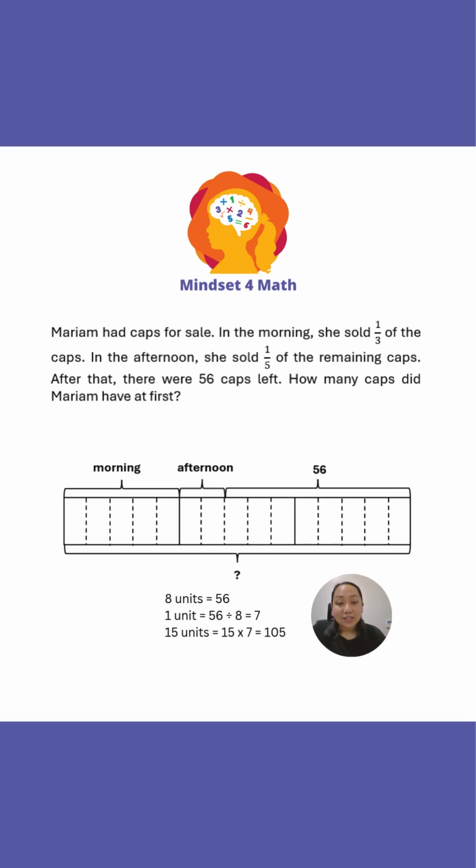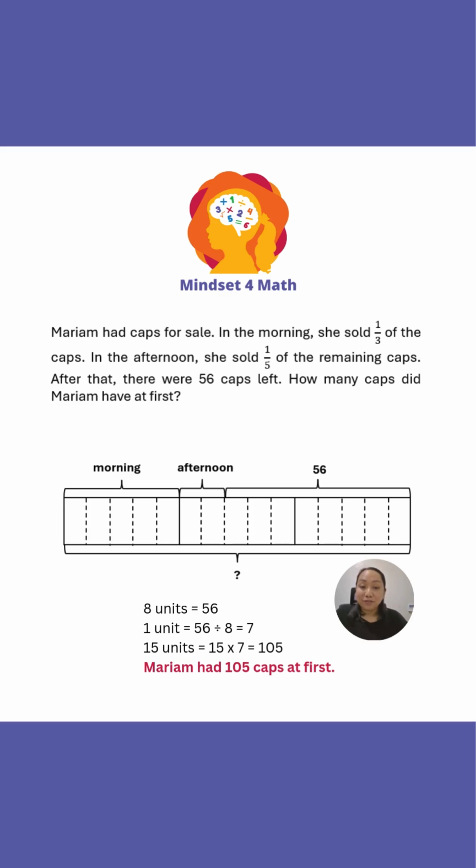We know that 8 units are equal to 56. So to get what 1 unit is equal to, all we have to do is to divide 56 by 8, and the answer is 7. If 1 unit is equal to 7, we need to find out what 15 units are equal to, so we multiply 15 by 7. The answer is 105. Mariam had 105 caps at first.